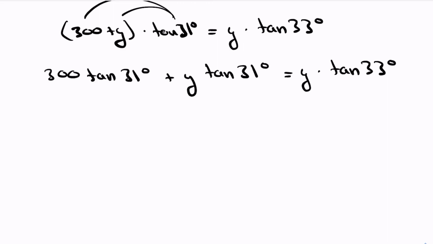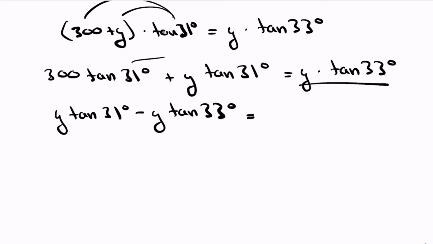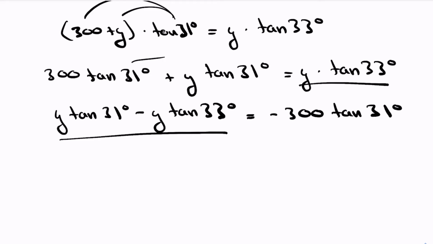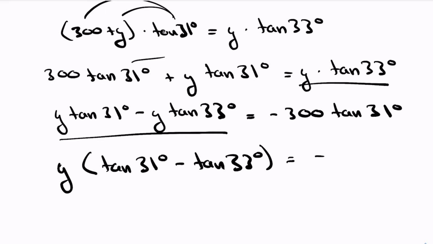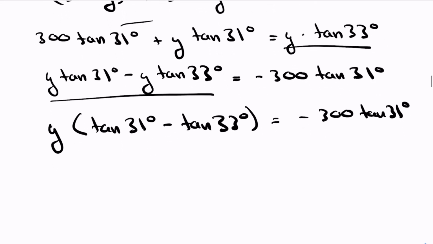What happens? Well, y tan of 31 is now subtracted. Subtracted from that is y tan of 33, because again, this came over. And this guy just goes to the other side and becomes negative. So negative 300 tan of 31 degrees. Still don't have y by itself, but these two terms have y, and I can factor the y out. So I get y times tan of 31 minus tan of 33 degrees equals negative 300 tan 31 degrees. Okay, we're on the right path.